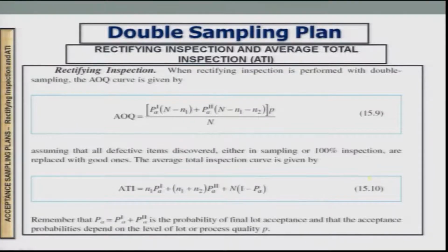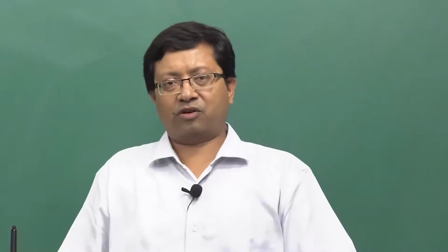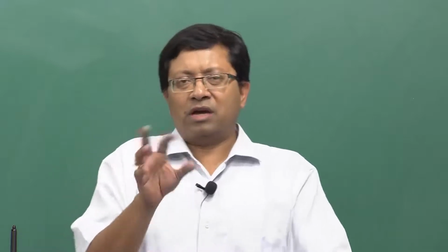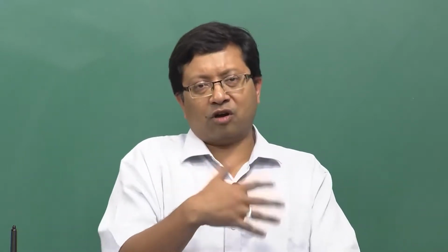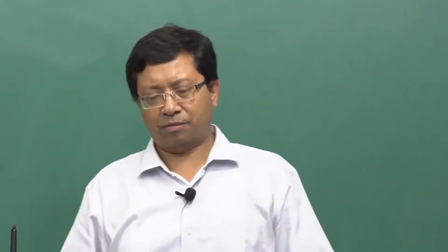So, remember Pa, P subscript a, is basically the sum of the probabilities in the first stage and second stage, which is the probability of the final lot acceptance, and the acceptance probability depends on the level of the lot or the process quality, which is P. So, the formulas which are given are just the end results. If required, please refer to the book, because the overall concept is very vast. So, you will try to not go into too much detail, just give the final formulas based on which you can solve the problems accordingly.